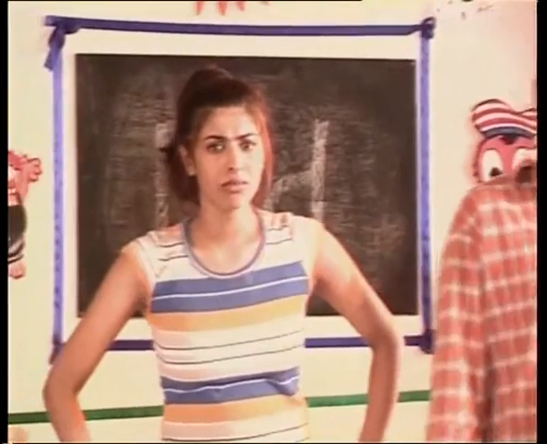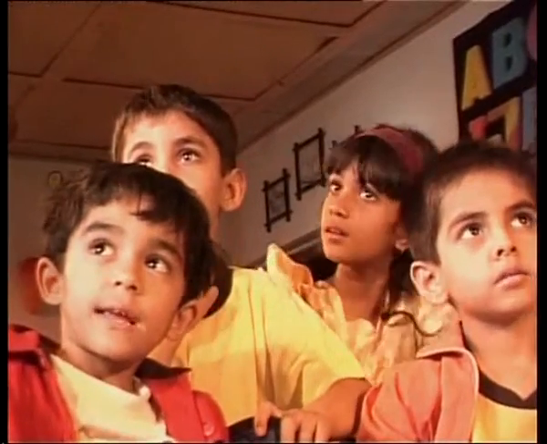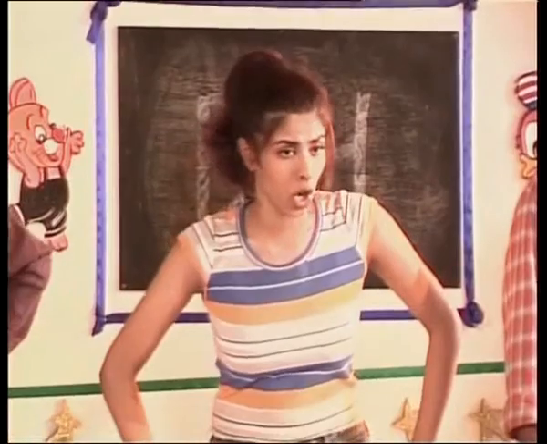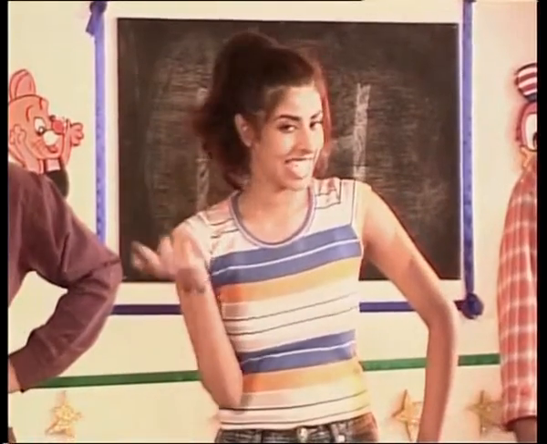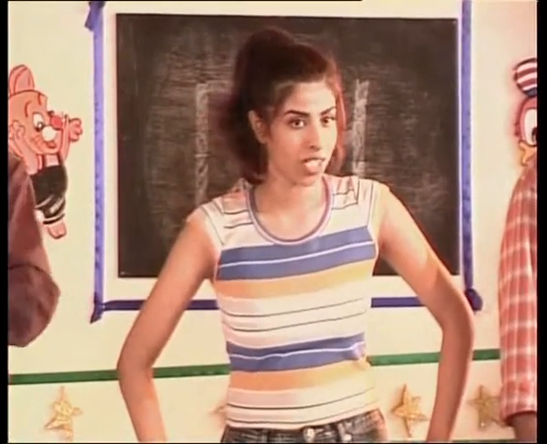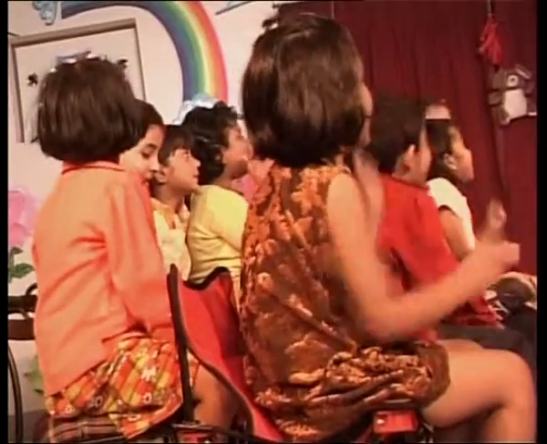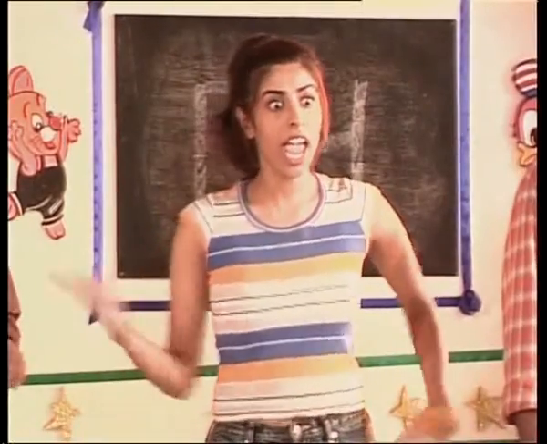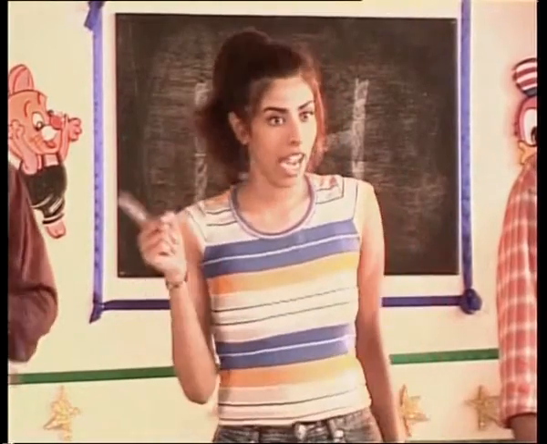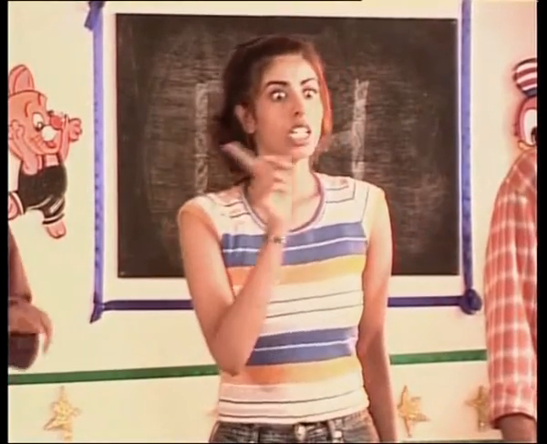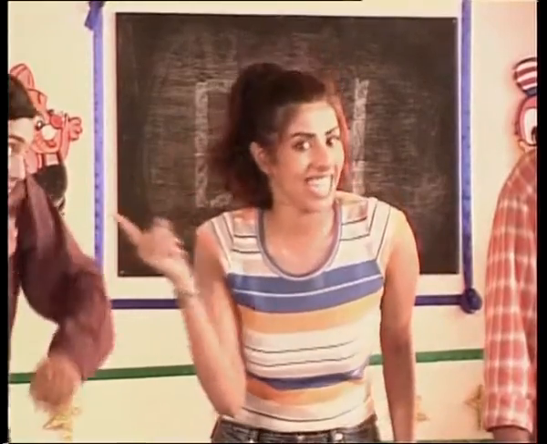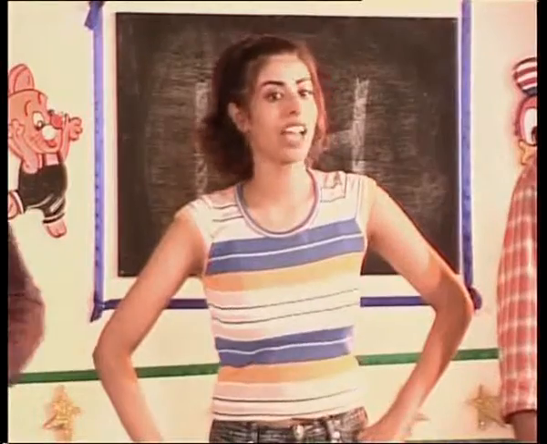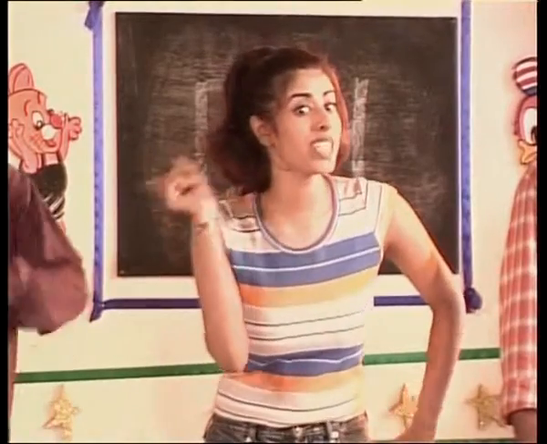Okay kids, now let's see what comes after D. Can anyone tell me what comes after D? No one? That means we all have forgotten. So let's sing and find out. A, B, C, D, E, F, G. Hey, here we are. A, B, C, D, and E. That means after D comes E.